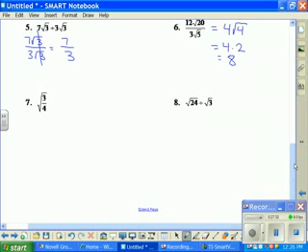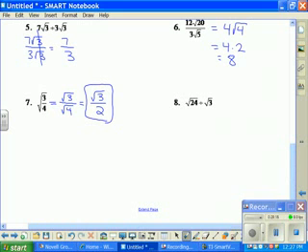Now, I want to look at number 7 as a class, okay? The square root of 3/4. When you have the square root of a fraction, it's the same thing as saying the square root of the numerator over the square root of the denominator. That's the same thing, okay? Can I do anything with the square root of 3? No, so we're going to leave the square root of 3 in the numerator. Square root of 4 is 2. So this is your answer, okay?